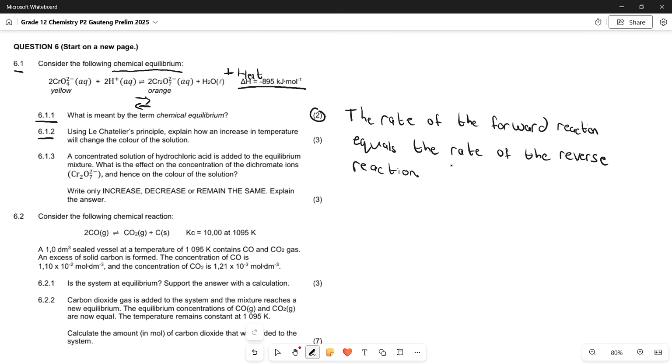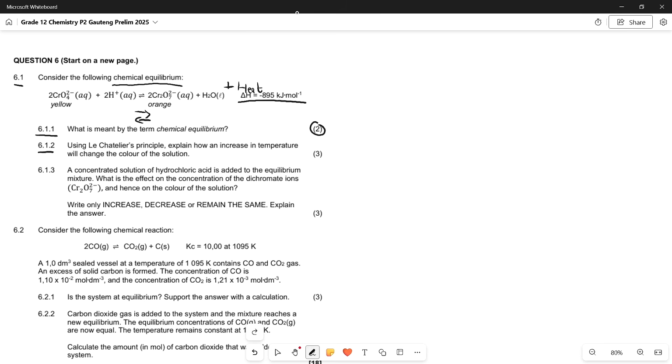And then 6.1.2 says, using Le Chatelier's principle, explain how an increase in temperature will change the color of the solution. So as we established, this is all inside one beaker. So we have our reactants and our products and our heat all being released in one beaker. And the reason we wrote heat like this was because heat is greater on this side.